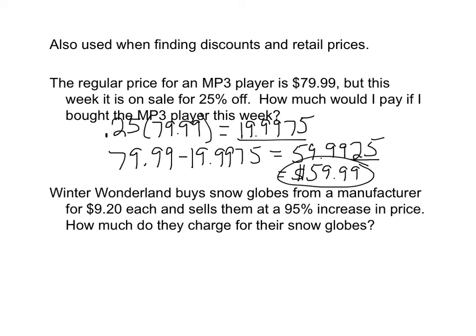Now I want you to go ahead and pause the video and try this last problem on your own and see how you do. Winter Wonderland buys snow globes from a manufacturer for $9.20 each and sells them at a 95% increase in price. So we want to know how much they charge for their snow globes. We're going to start by finding 95% of 9.20. So I'm going to take 95%, which would be 0.95, times my $9.20 to figure out what 95% of that is.